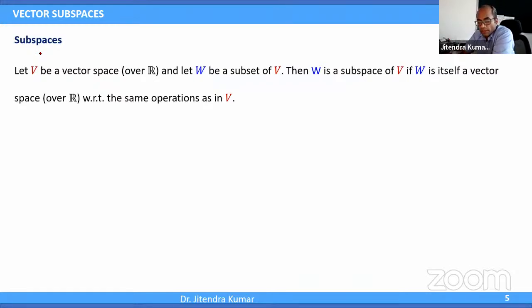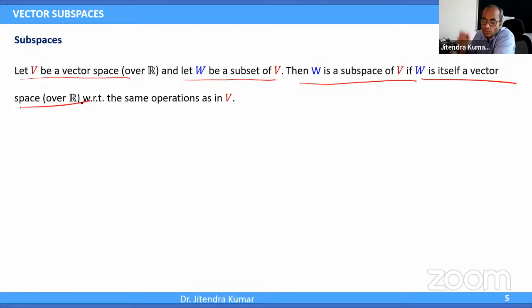Okay, so the subspace: V is a vector space, and W is a subset of the vector space V. Then W is a subspace of V if W itself is a vector space over the same field R with respect to the same operations as in V. Then we call it a vector subspace of V.